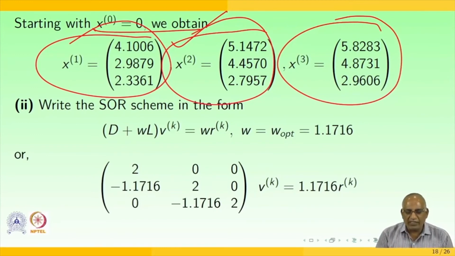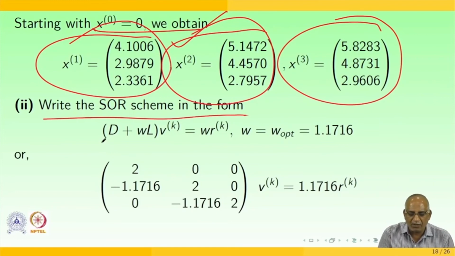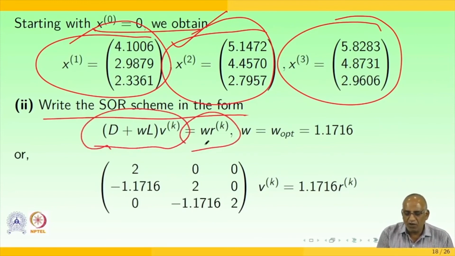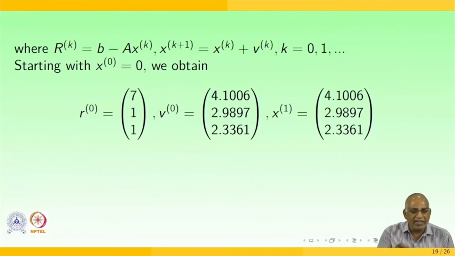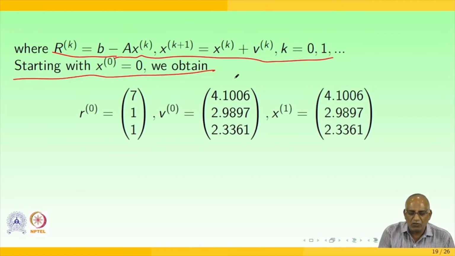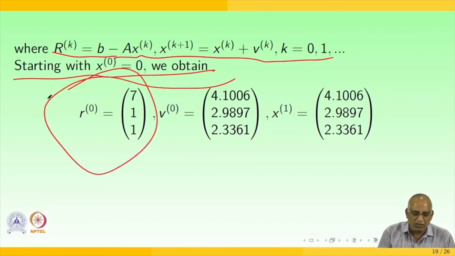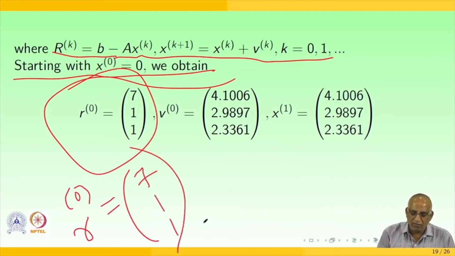For the second example, we write the SOR scheme as D plus W L times V of k is W times R of k, where W is 1.1716. We write this R of k as B minus A x of k, and x of k plus 1 is equal to x of k plus V of k. Starting with x0 equal to 0, we obtain R of 0 like this. So R of 0 is 711.